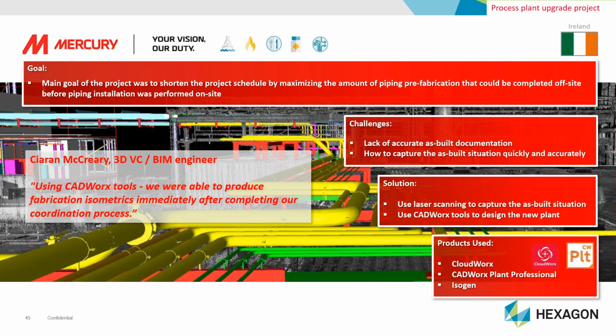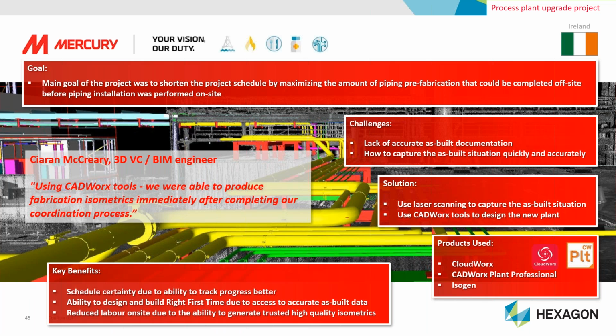And as shown here, Kieran McCreary, the 3D VC BIM engineer, says that they were able to produce their isometrics immediately after completing their coordination process, and that led to them having more certainty in the schedule due to being able to track progress better. They did do scans as the job progressed, and of course that enabled them to use that updated scan data, based on what was being constructed as construction went on, to adjust the design so that they ended up with very accurate deliverables that allowed them to meet their goal.